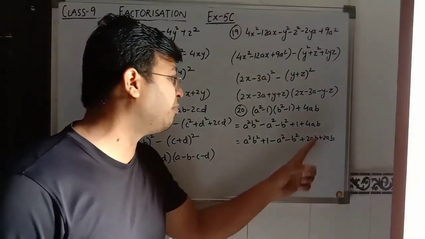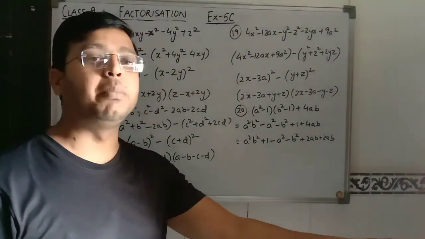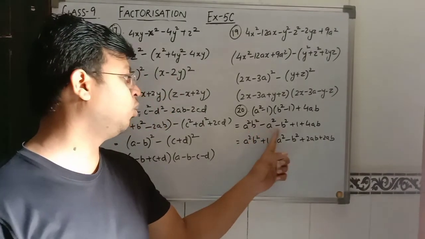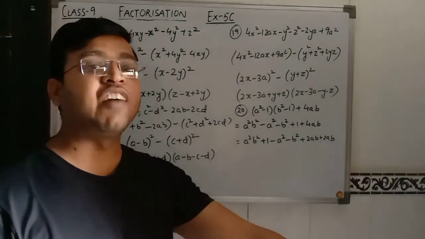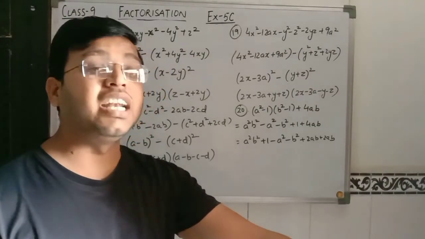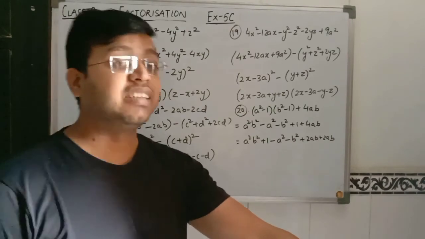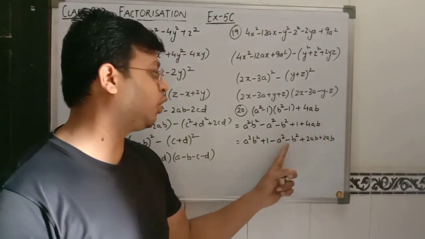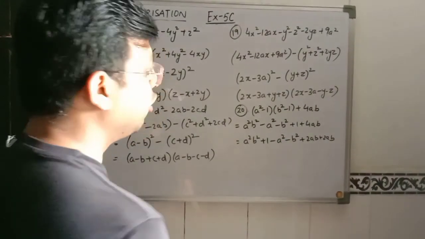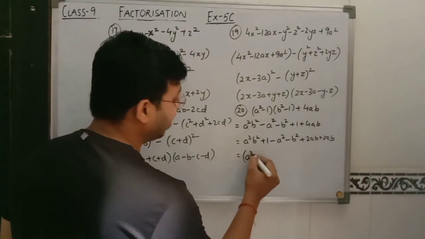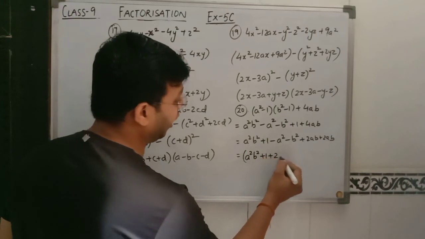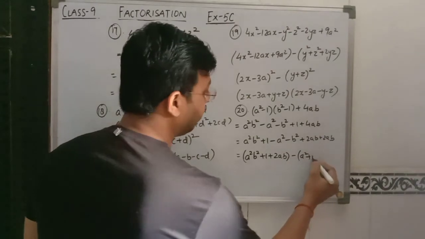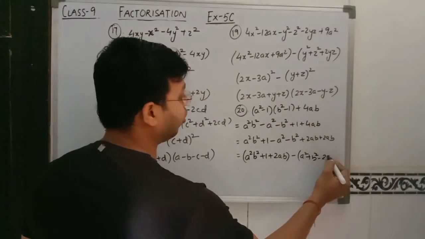Now why am I breaking 4ab as 2ab and plus 2ab? The reason is that right now we have 1, 2, 3, 4, 5, overall 5 terms, and we need 6 terms to form an identity. That is why one 2ab will go with these two terms, and one 2ab will go with the a square and b square. So observe it carefully: a square b square plus 1 plus 2ab, and minus taking common, a square plus b square minus 2ab.